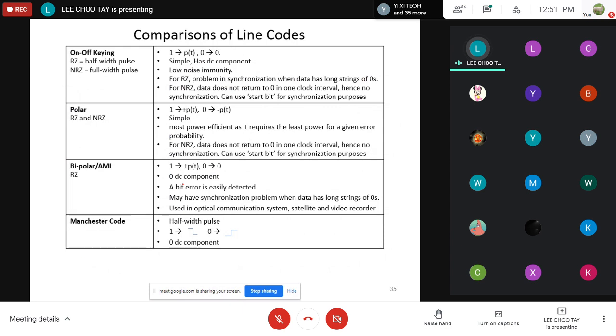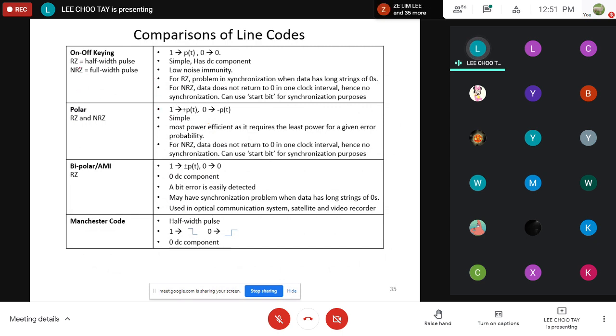Actually, I talk about this on the next page of the slide here. Okay, yeah, what else did I miss?